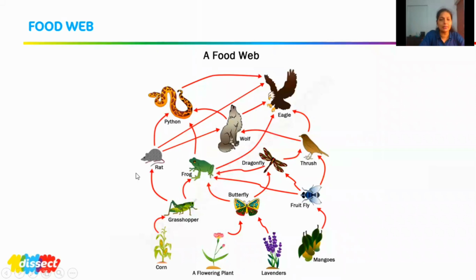Wolf is eaten by eagle. Rat can be eaten directly by eagle also. So many interconnected food chains. That interconnected food chain we call a food web. I hope you have understood food chain and food web. Happy learning.